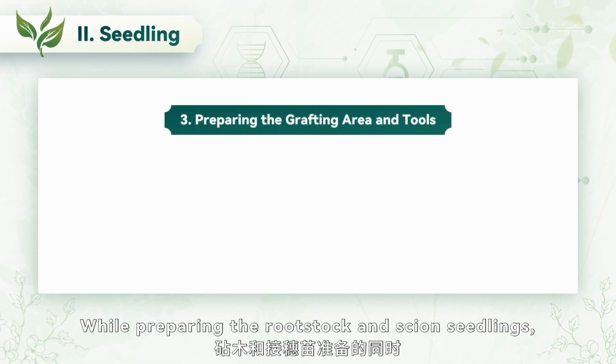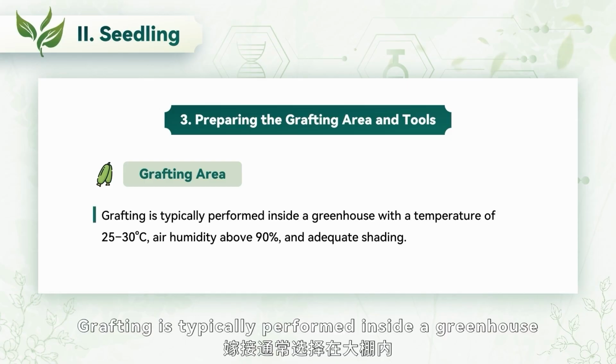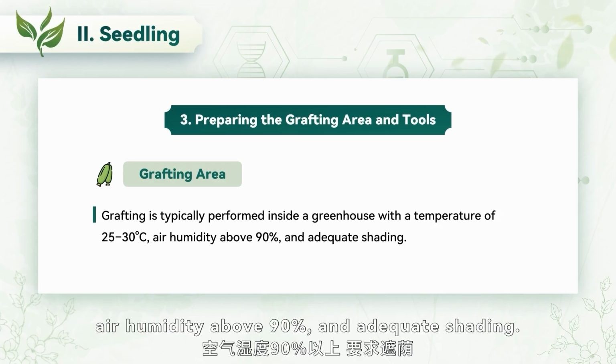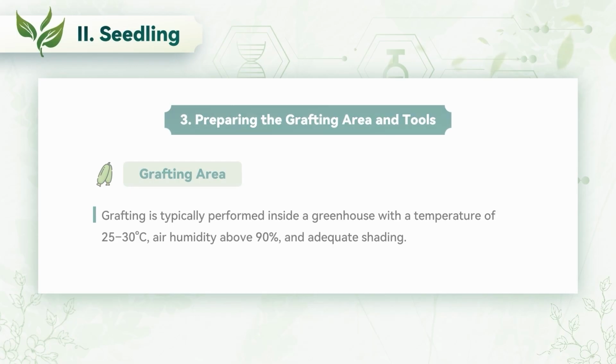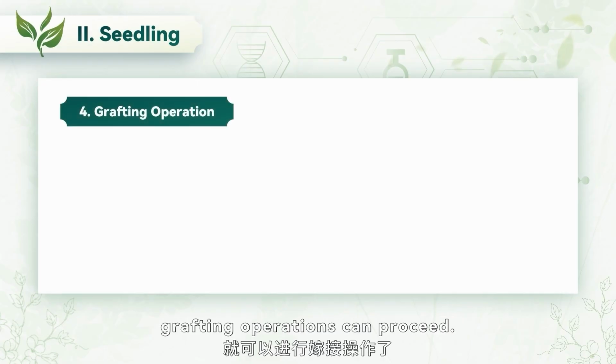While preparing the rootstock and scion seedlings, also prepare the grafting site and tools. Grafting is typically performed inside a greenhouse with a temperature of 25 to 30 degrees Celsius, air humidity above 90%, and adequate shading. Once all preparations are complete, grafting operations can proceed.